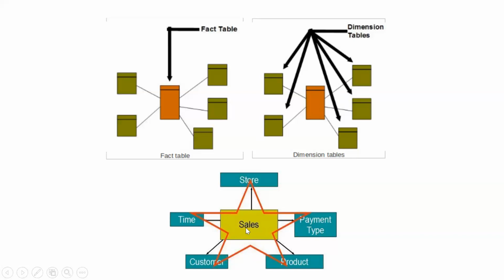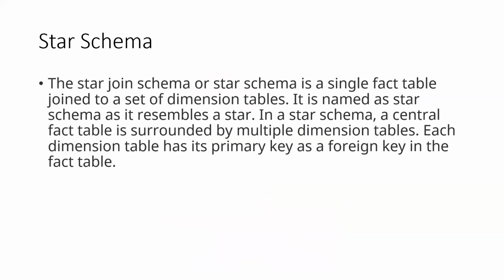Cells, the fact table, and surrounding it are the dimension tables. It looks like a star. That's why it's a star schema, and it's very simple to implement. The star join schema, or star schema, is a single fact table joined to a set of dimension tables.